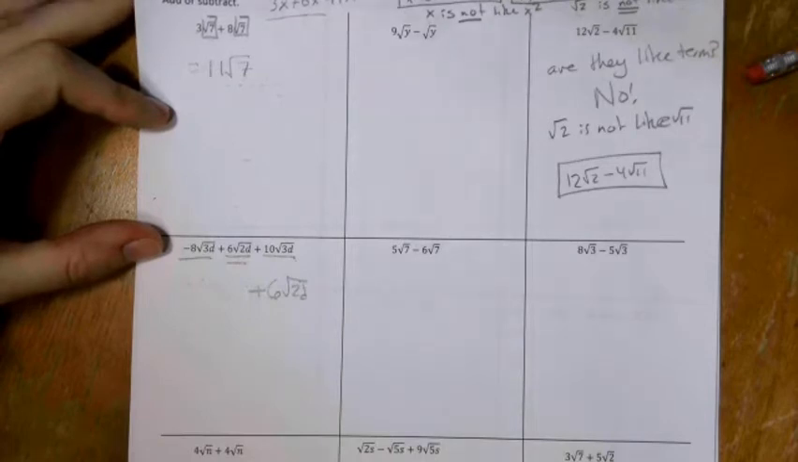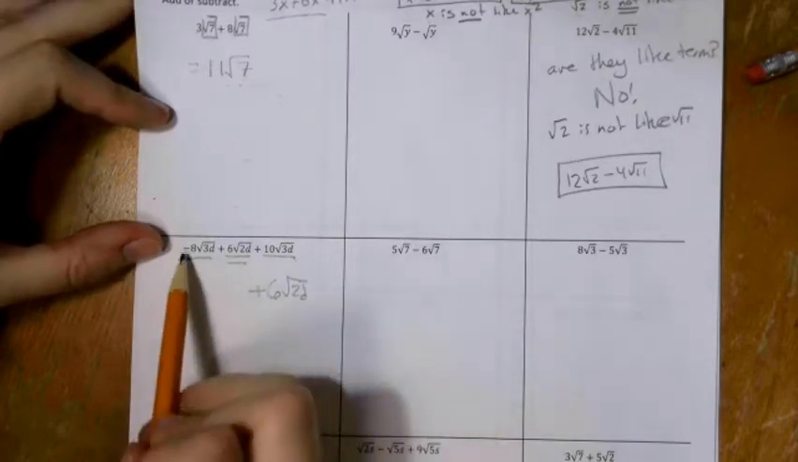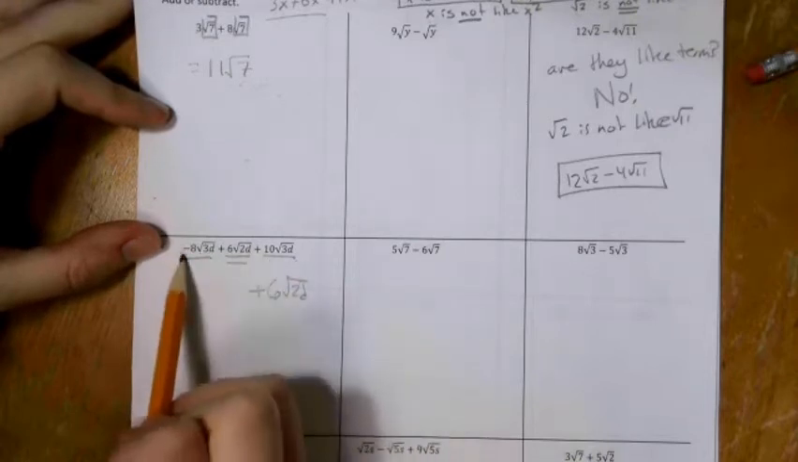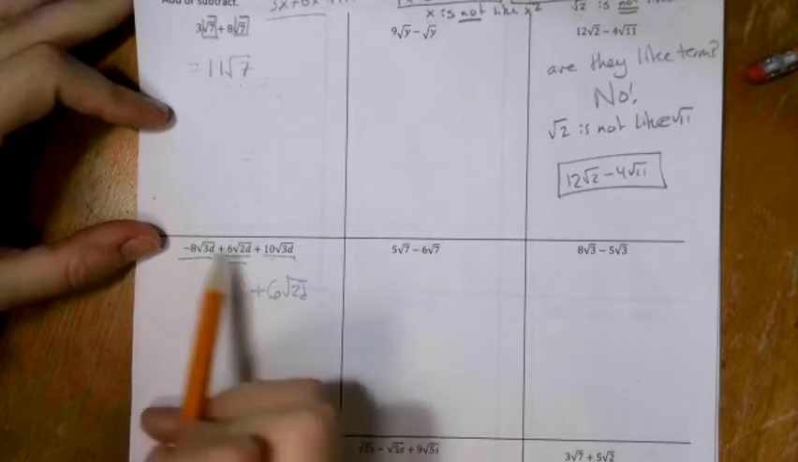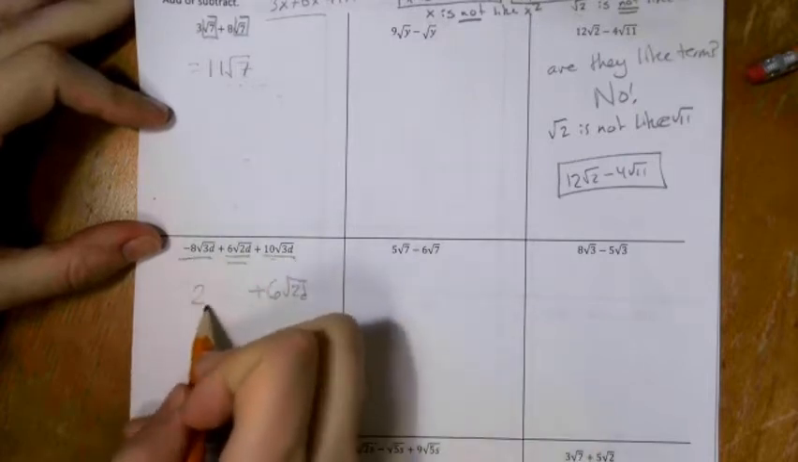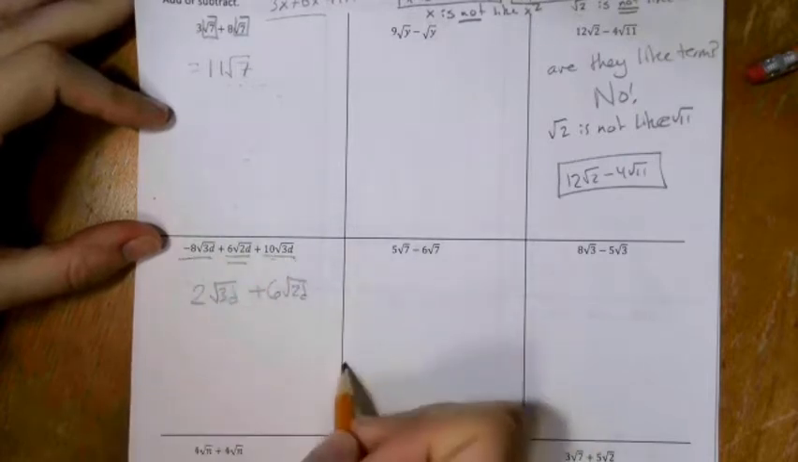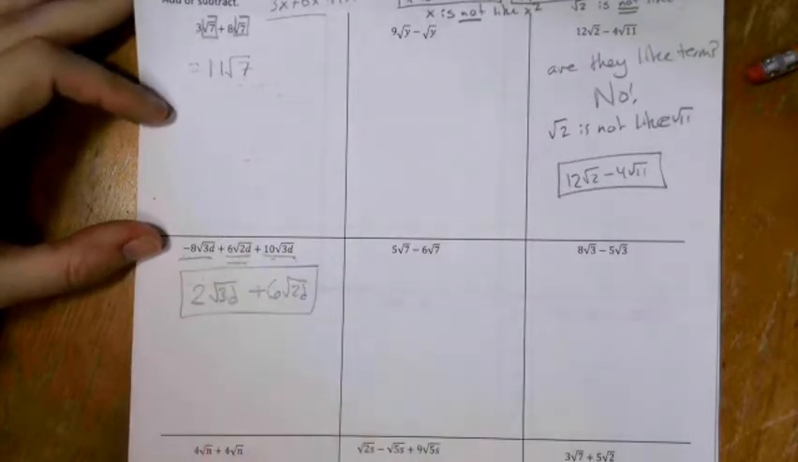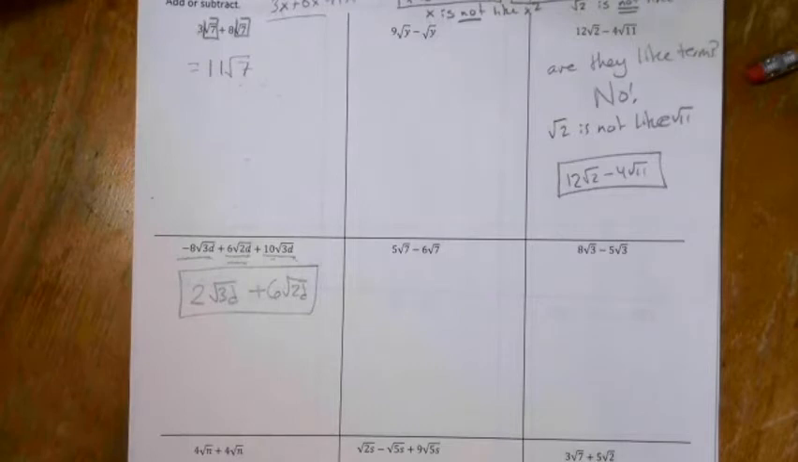Two-dimensional, three-dimensional, very different. So negative 8 root 3d plus 10 root 3d. Negative 8 plus 10 should give us 2 root 3d. And then our plus 6 root 2d just hangs out. So that's as simple as it gets. Try the rest of the page. Combine them, simplify them.